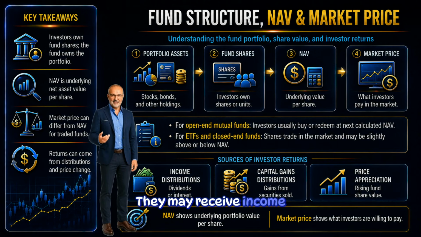Fund investors may earn returns in different ways. They may receive income distributions, such as dividends or interest. They may receive capital gains distributions when the fund sells securities at a gain. They may also benefit if the value of the fund share rises. So, as analysts, we must separate two ideas. NAV tells us the value of the underlying portfolio per share. Market price tells us what investors are willing to pay for that fund share in the market. When those two differ, that difference becomes part of the analysis.